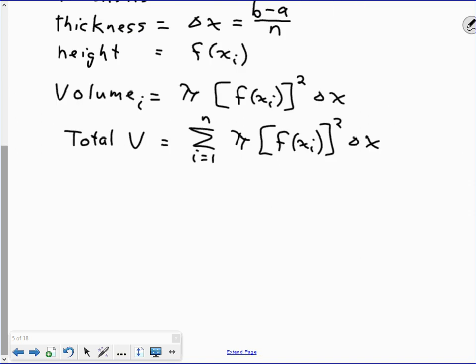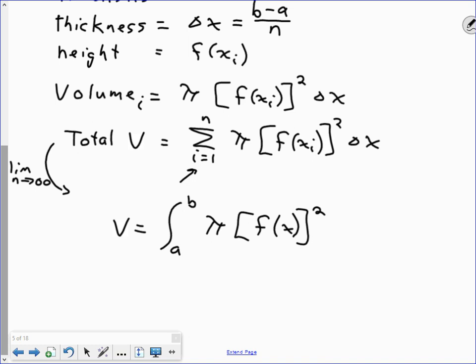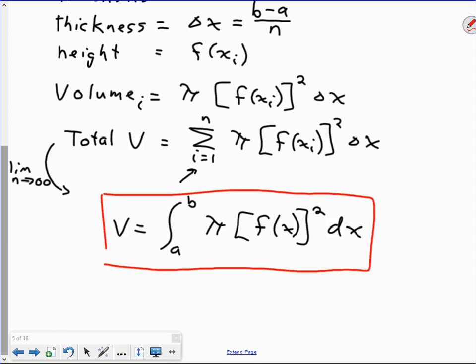And of course, we can do the same kind of thing we did when we were working with areas. We can increase the number of little rectangles, or the number of discs that we have, by taking the limit as n approaches infinity. As we do that, this sum is going to turn into an integral. So our volume is going to be, instead of the sum, the integral from a to b of the argument inside that sum, pi f at x squared, and our delta x becomes a dx. So this is the general formula for a volume of revolution.